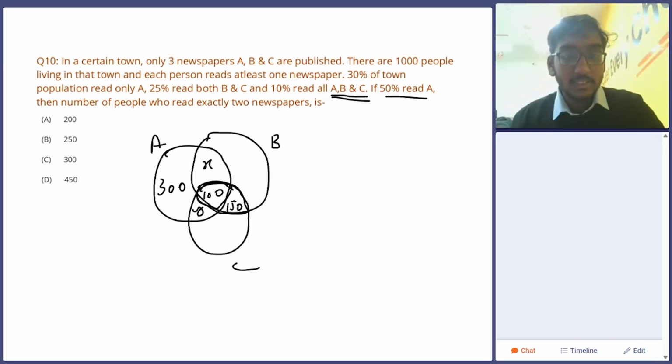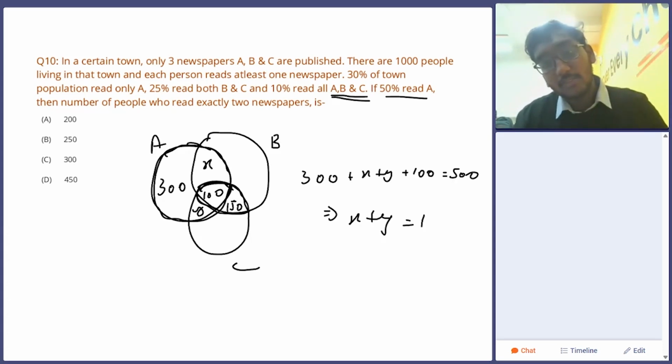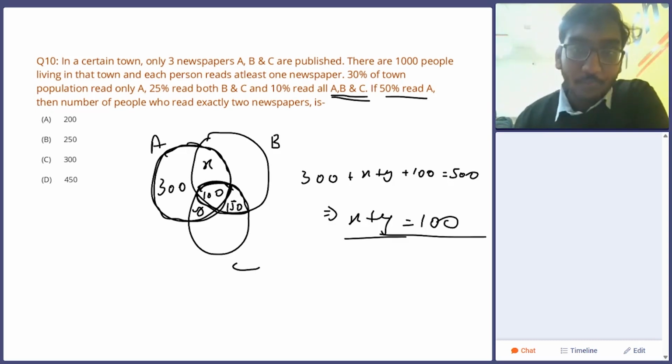This entire region is 500, because 50% of 1,000 will be 500. So 300 plus X plus Y plus 100 is 500. Consequently, you will get the value of X plus Y to be 100.